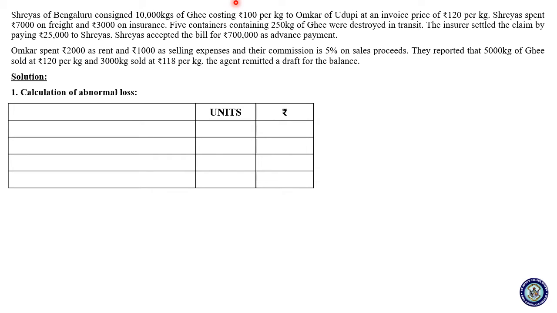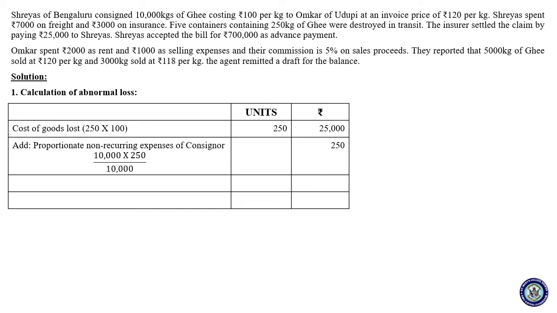Okay, check your answer. First, you have to take the cost of goods lost. So the total kgs of goods lost is 250, and you have to take the cost, not the invoice price. So it is 100.